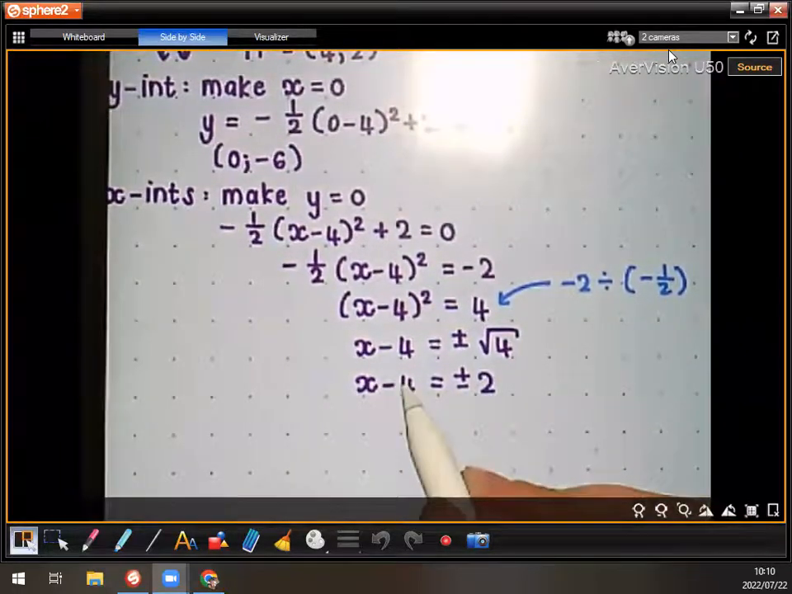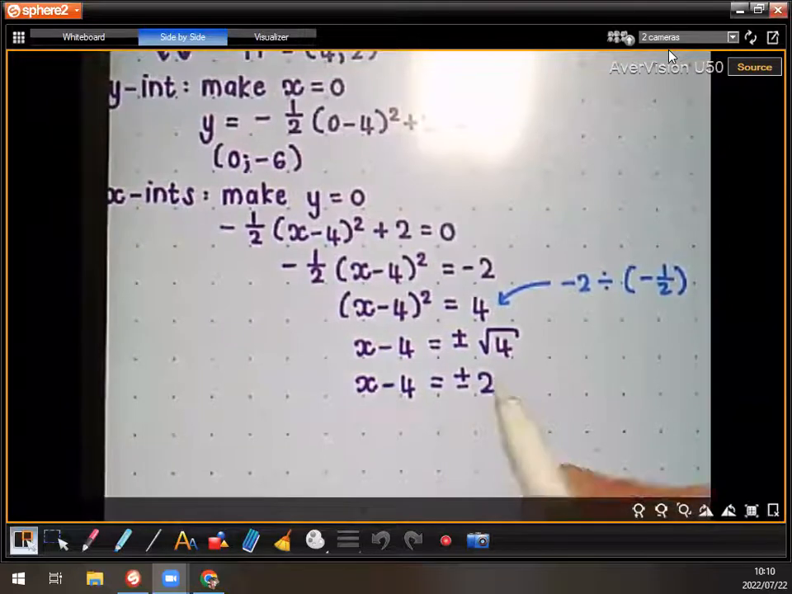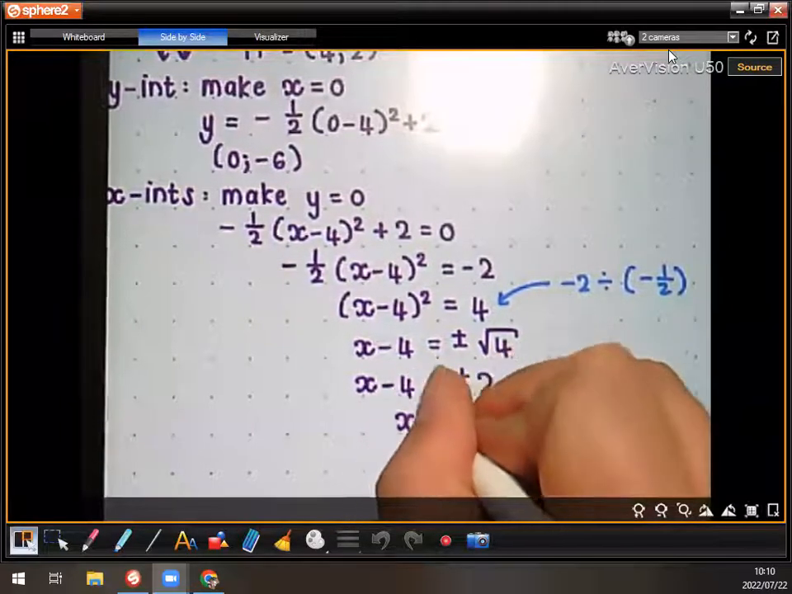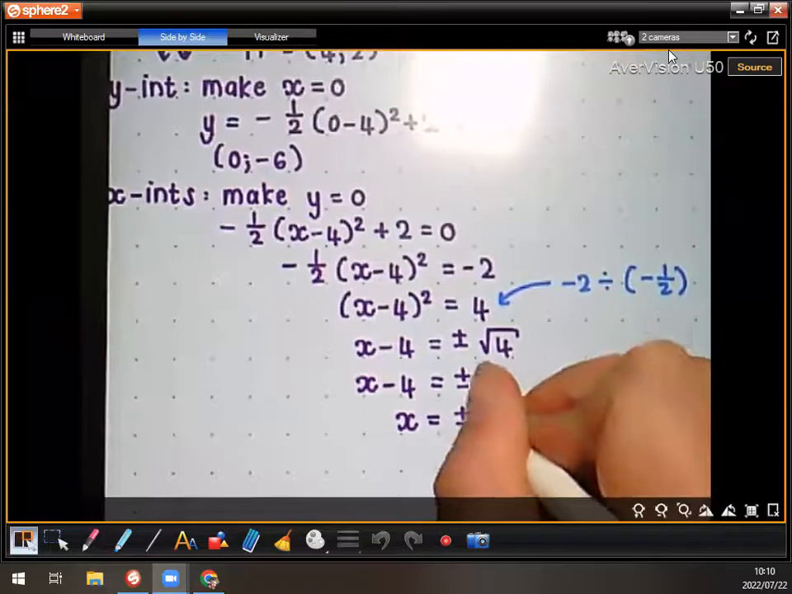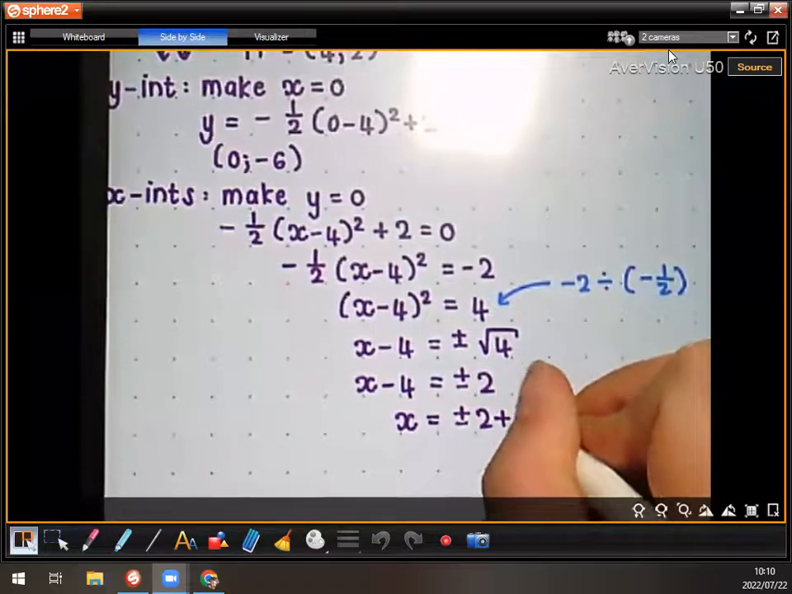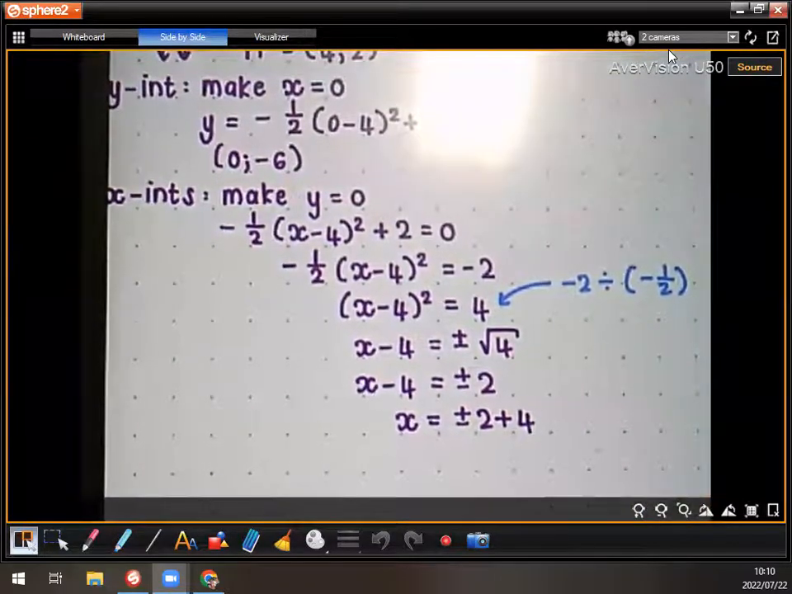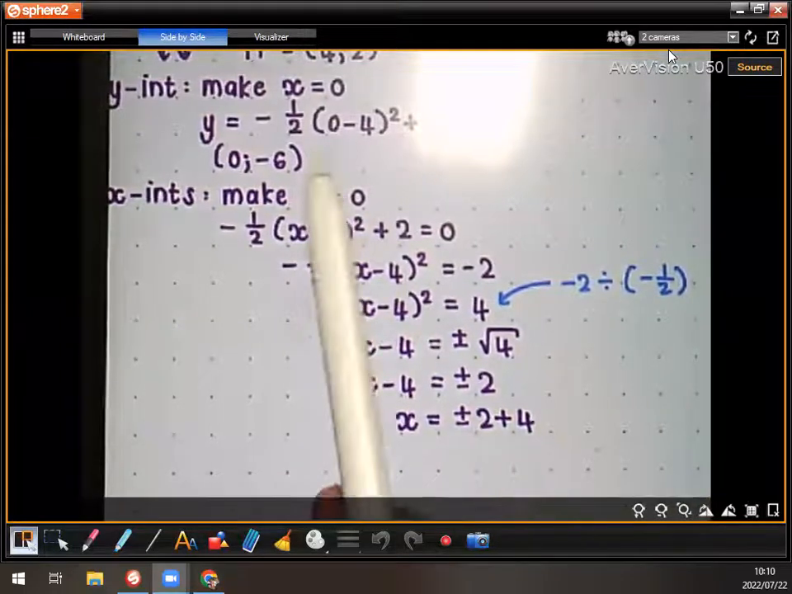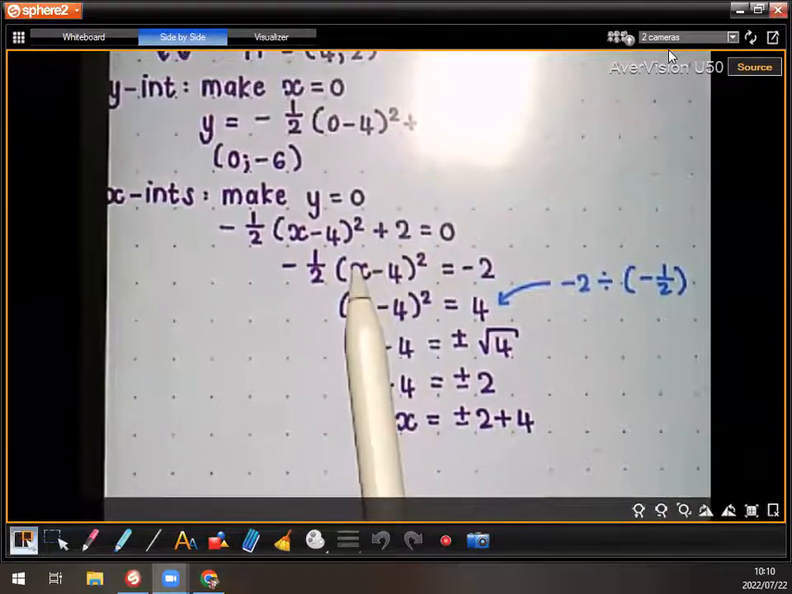Now, what's the opposite of subtracting 2? Adding 4. So all I'm going to do now is add 4 to the other side. Now that looks very strange, right? But what that means is you're going to get 2 answers. Do we agree that we're supposed to be getting 2 answers here, guys?